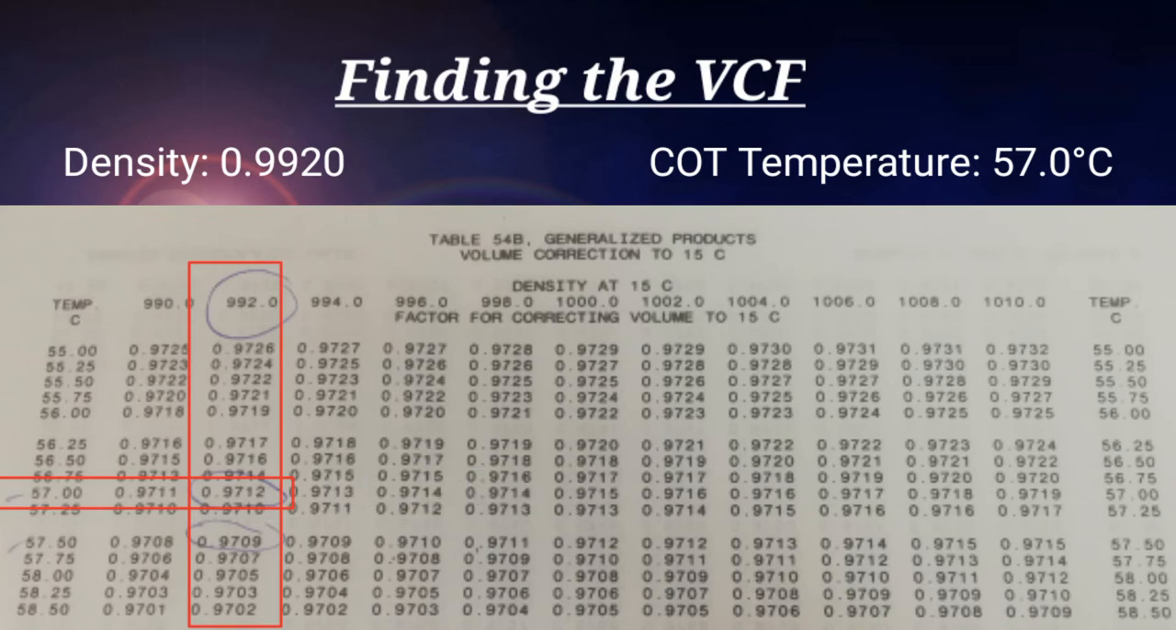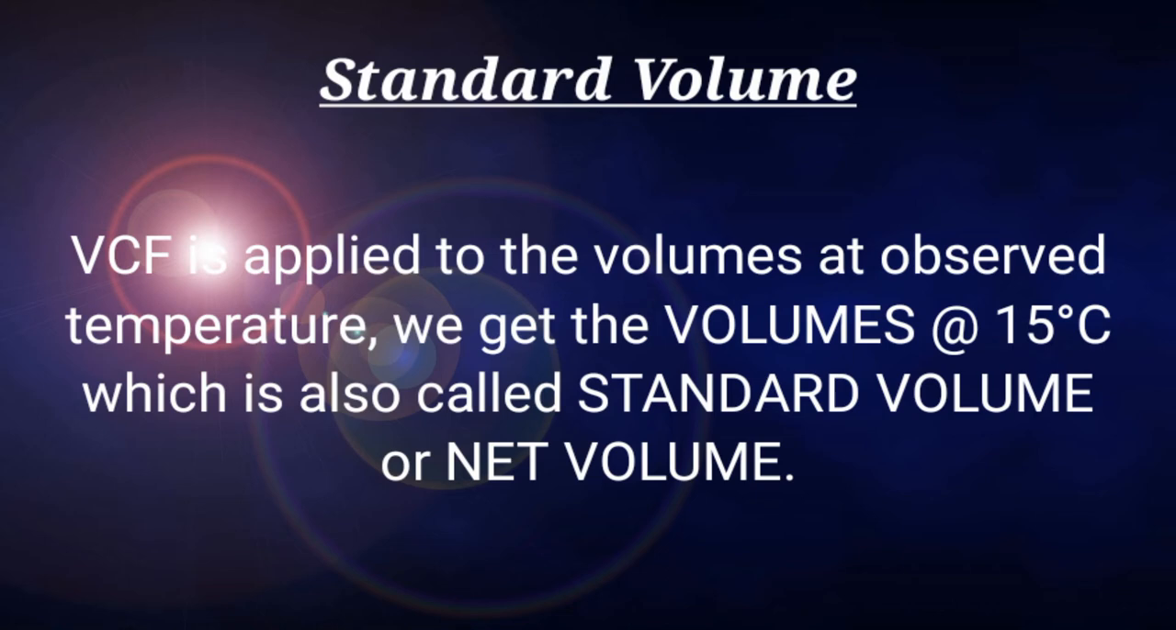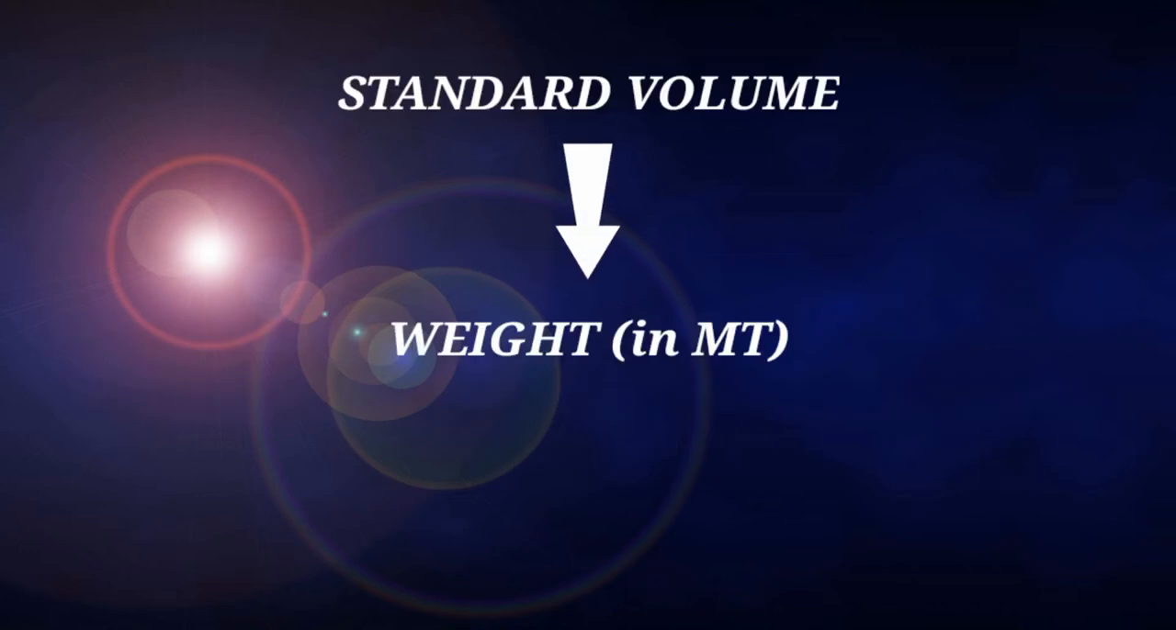Similarly, we need to find the VCF for the cargo temperatures of the other tanks. And when the VCF is applied to the volumes at observed temperature, we get the volumes at 15 degrees Celsius, which is also called the standard volume or net volume. Then we convert the standard volume to weight in metric tons.